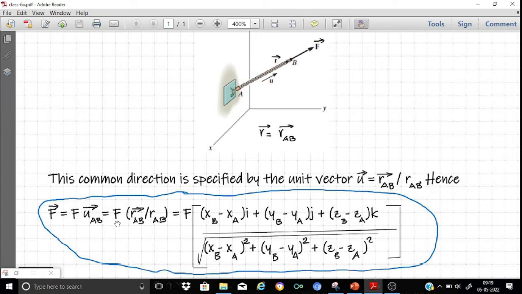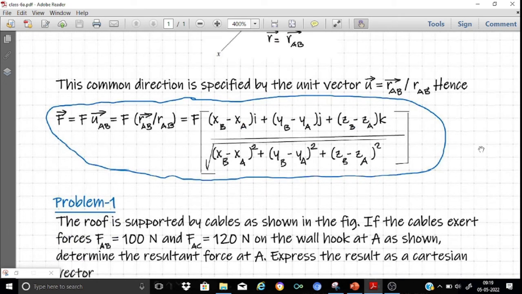So this can be written as F into, now the unit vector along AB is nothing but a position vector directed from A to B divided by its magnitude, which is equal to F into, we know vector RAB from our earlier discussion, it must be (xb minus xa)i plus (yb minus ya)j plus (zb minus za)k divided by the magnitude of this position vector, which is nothing but the square root of (xb minus xa) square plus (yb minus ya) square plus (zb minus za) the whole square.